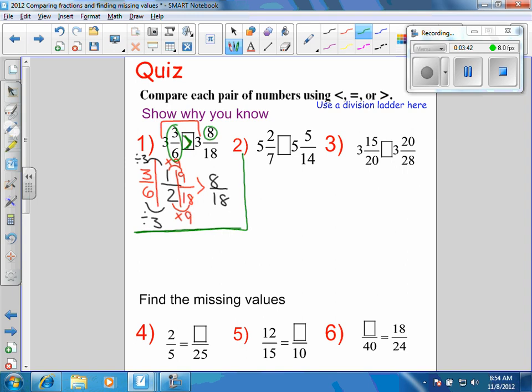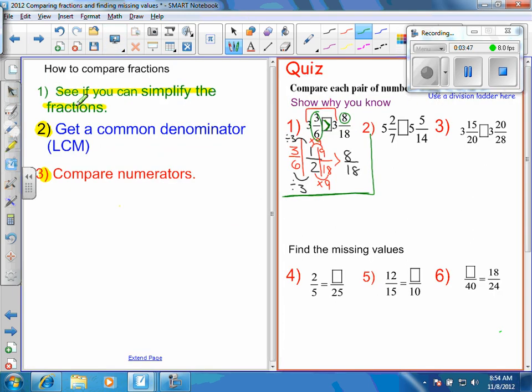let's take a look at number 2. So number 2, we go back to those rules. The rules are, see if you can simplify the fraction. So when I look at number 2, can I simplify 2/7? Do 2 and 7 have any common factors? No. Can I simplify 5/14? No. Okay, so no, can't do that. So then get a common denominator. Well, some of you are going to be able to see right away. I can multiply 7 to get 14 real easily. What number am I going to multiply by? Yeah, Sammy.